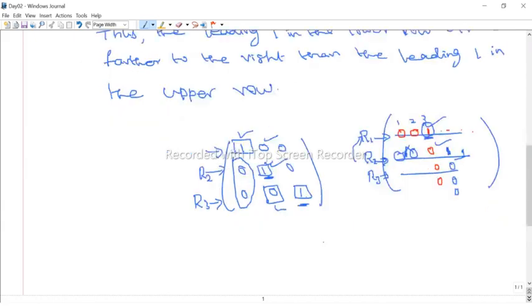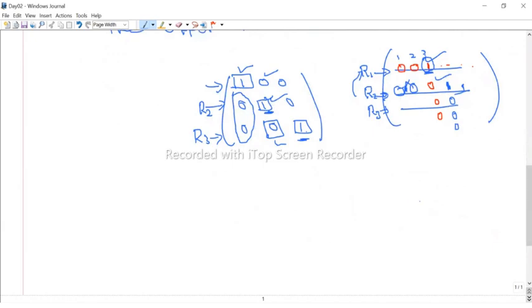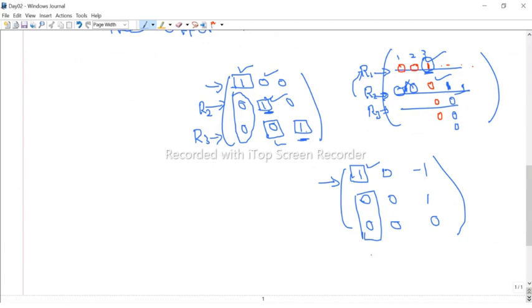Otherwise, suppose I take some other 3 by 3 matrix: 1 0 minus 1, 0 0 1, 0 0 0. Is this row echelon form? First, we scan the first row. The first entry itself is the first non-zero entry, and it is 1, therefore it satisfies the first condition. Below the leading entry should be 0, and indeed 0 0 is there. Now we have done the first row.